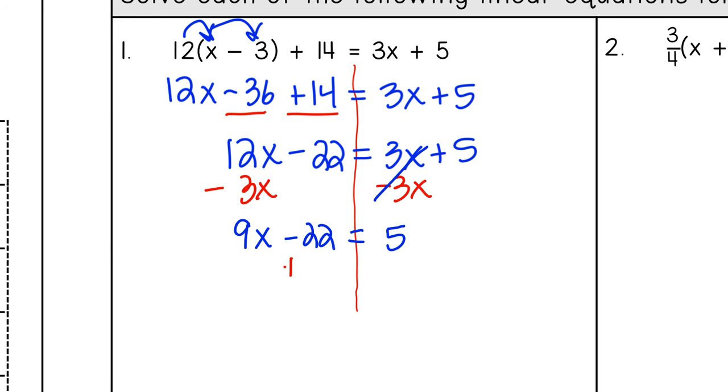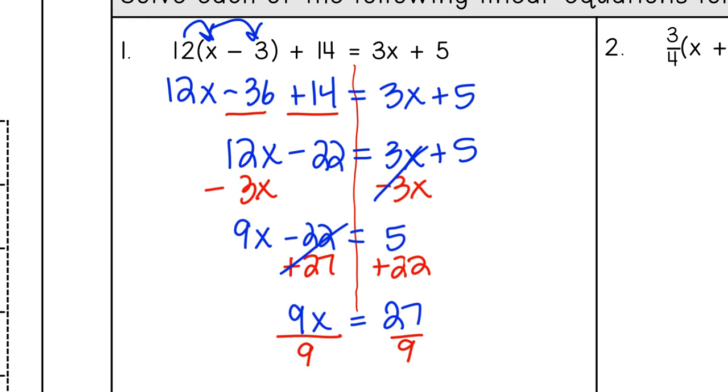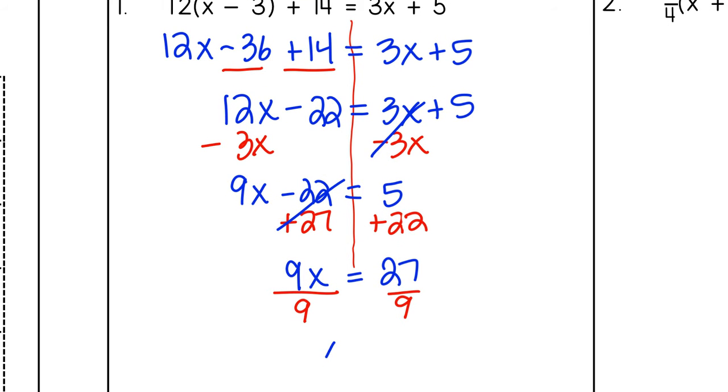Next step is to add or subtract to move that constant. In this case, we had to add. That gets eliminated, so now I have 9x equals, sorry, I was thinking ahead. It's not 27, it's 22, which gives us 27 when we add. Then we divide by 9, which gives us x equals 3.